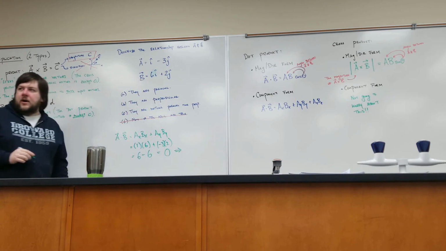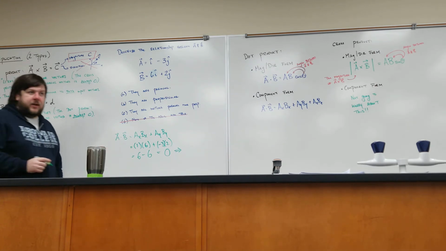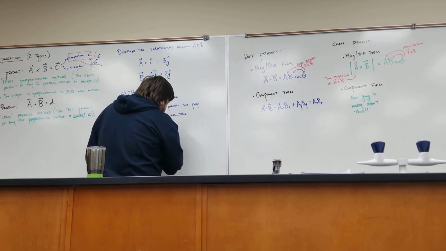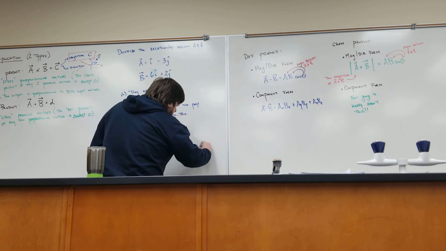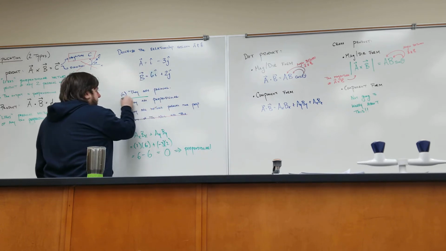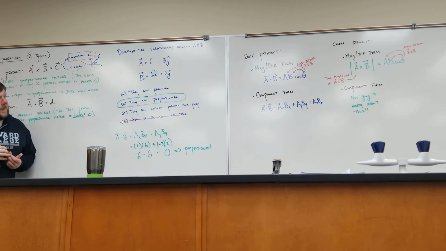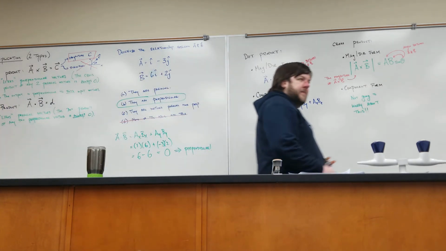Therefore, the vectors are, if the dot product is 0, the vectors are what? Perpendicular. Dot product likes parallel vectors, so if it's 0, they are perpendicular. Okay? Any questions about this problem?